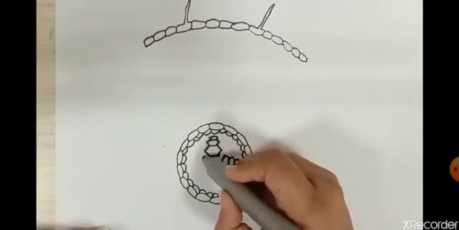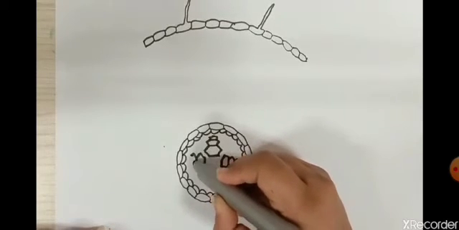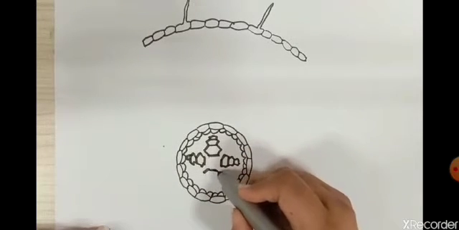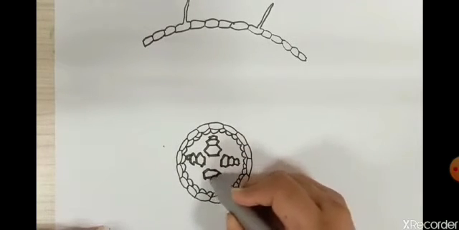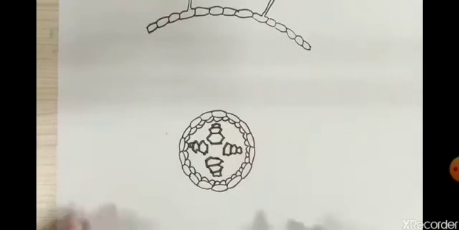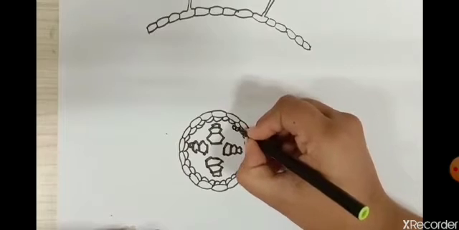Now we are going to draw the xylem vessels. Here in the case of dicot root, the metaxylems are in the center and the protoxylems are there towards the periphery. So it is the exarch type of xylem vessels.